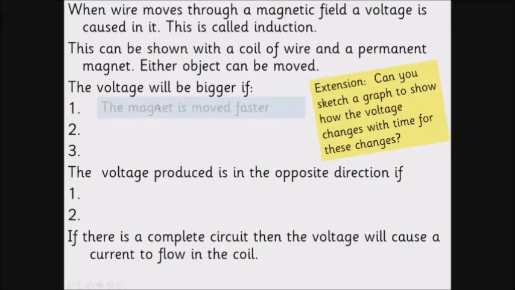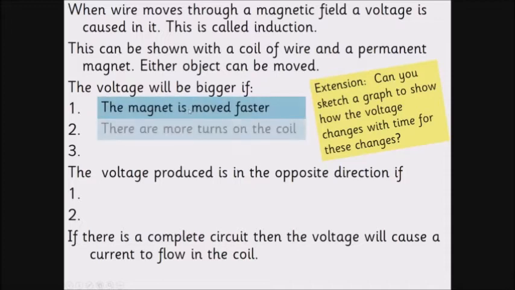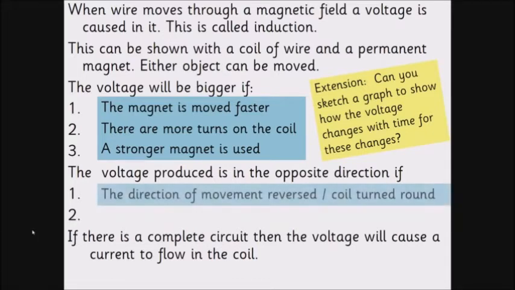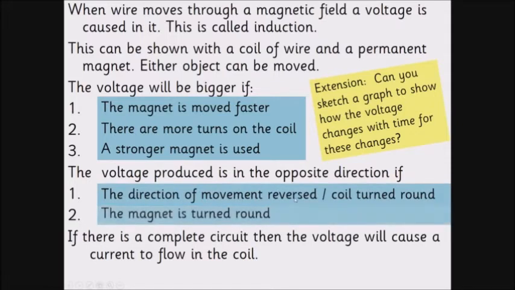We can have a bigger voltage if we move the magnet faster, if there are more turns on the coil, or if a stronger magnet is used. And remember to say stronger, not bigger magnet, because you can have a big weak magnet and a small strong magnet. The voltage is produced in the opposite direction if the direction of movement is reversed, or the coil is turned round, or the magnet is turned round. So any kind of change that reverses the magnet, the coil, or the movement will produce a voltage induced in the opposite direction.